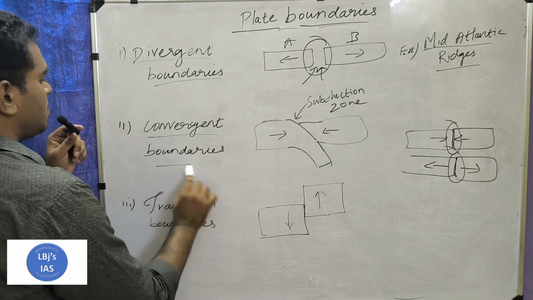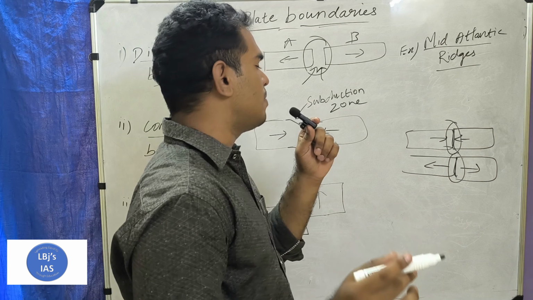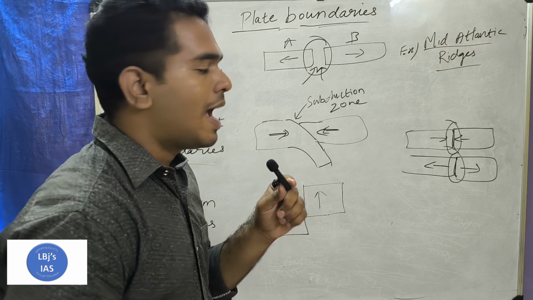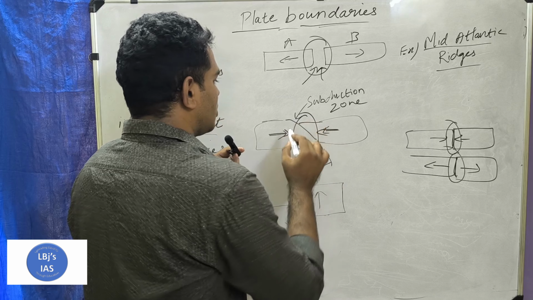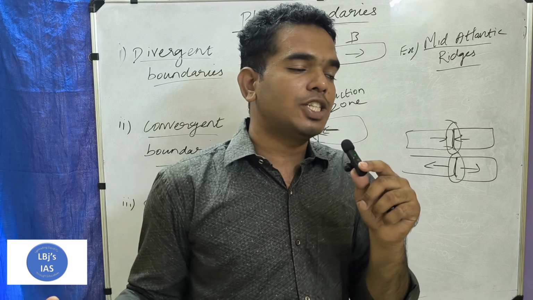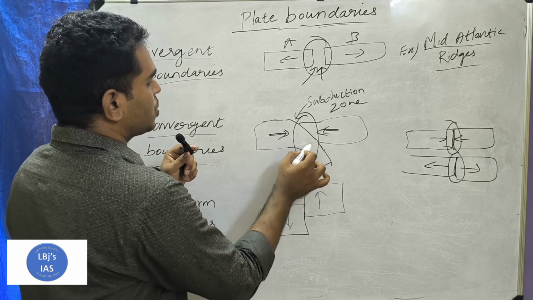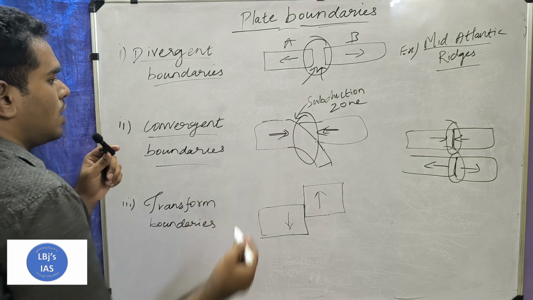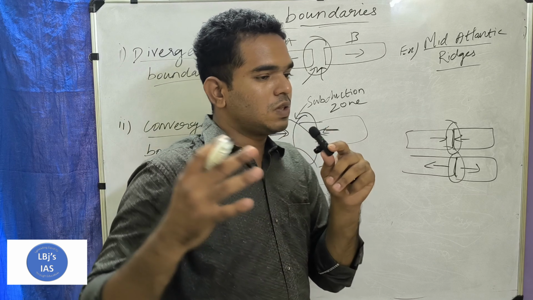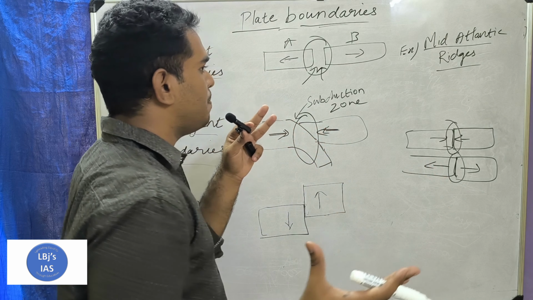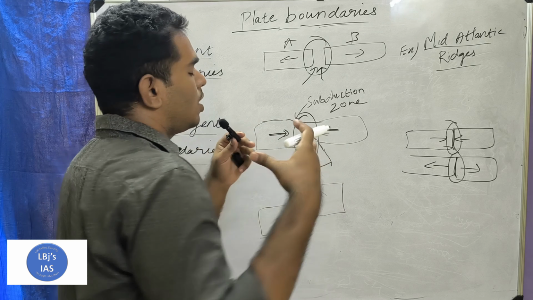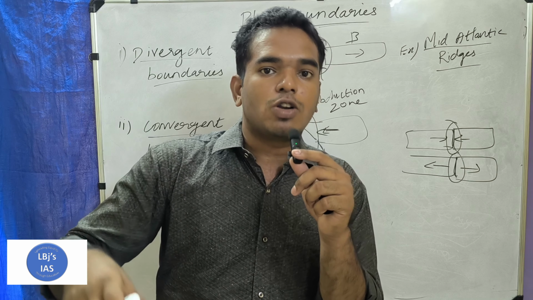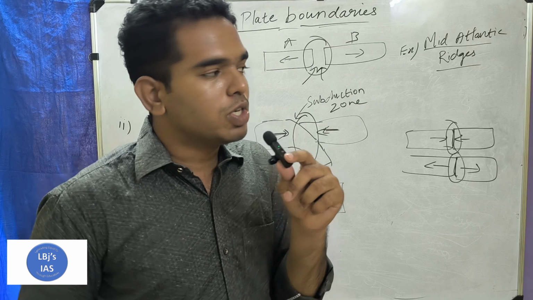Next is the convergent boundaries. A convergent boundary is where two plates meet or collide with each other, and that colliding zone is known as a subduction zone. There is a formation of trenches in a subduction zone, and these boundaries are known as convergent boundaries. Convergent boundaries can happen between two continental plates, or two oceanic plates, or between one continental plate and one oceanic plate.